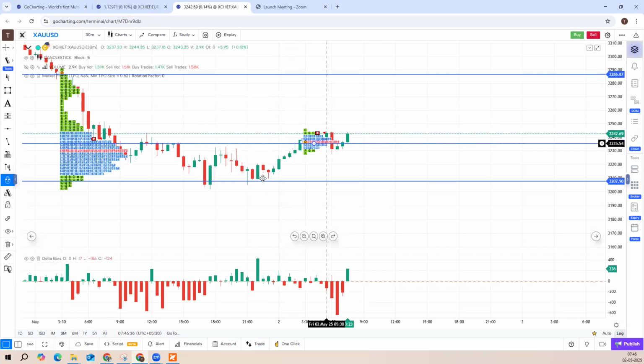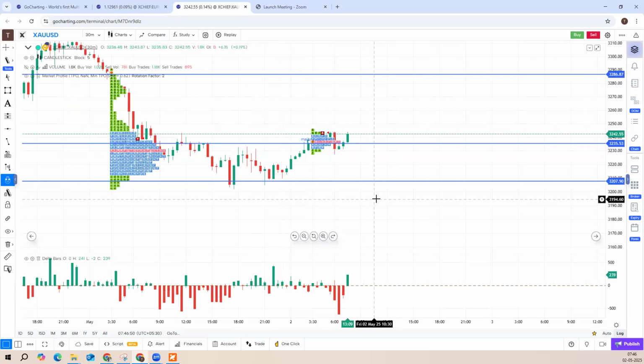Okay, so this is also called the absorption, guys. Okay, this is what we call absorption of sellers. So sellers are actually absorbed here. Okay, so this is how we could have taken this reversal trade, guys. Now coming back to the levels.